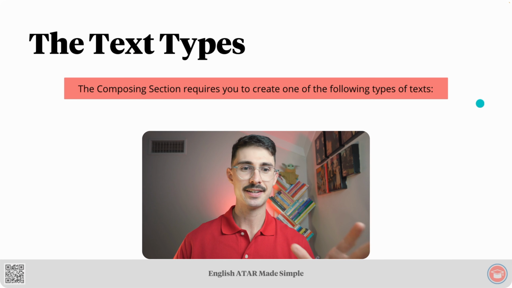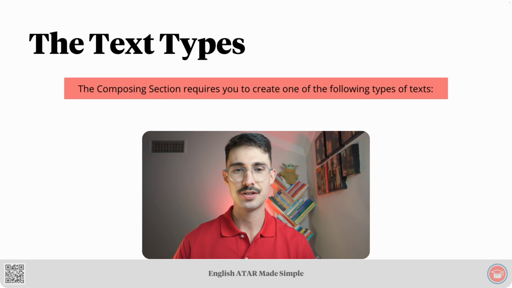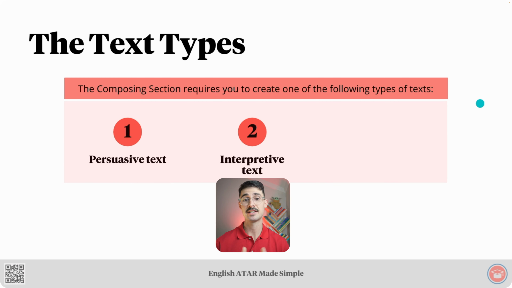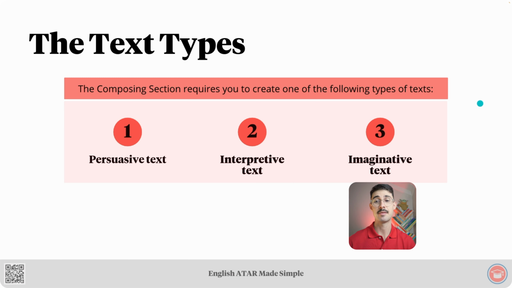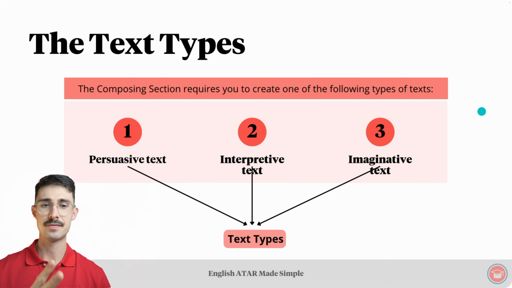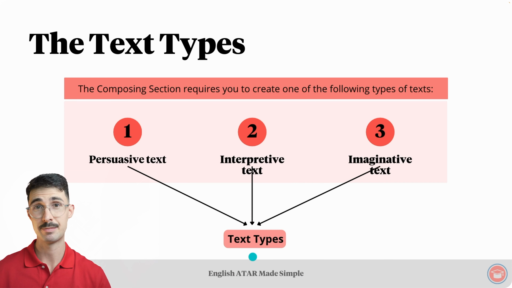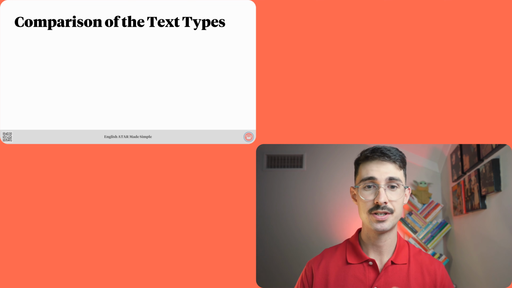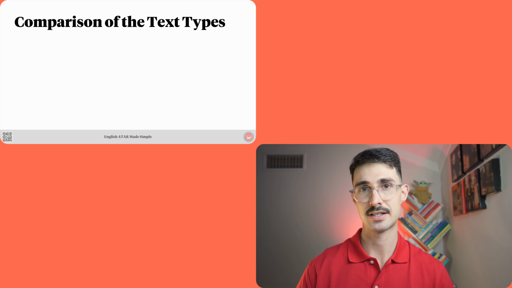Anyway, just to be clear, the composing section requires you to create one of the following types of text. Firstly, you can create a persuasive text. Secondly, you can create an interpretive text. And thirdly, you can create an imaginative text. Moving forward, I will refer to these 3 types of text simply as text types, hence the title of this subsection. Speaking of subsections, let's move on to the next one, which is a comparison of the 3 text types.